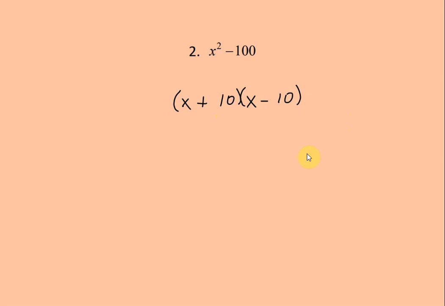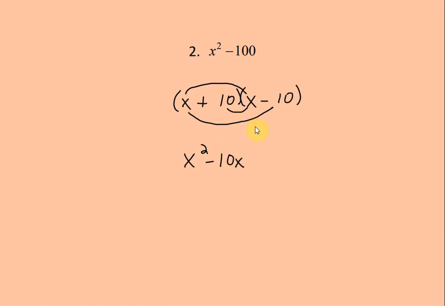Anytime we have two binomials, we can multiply them back together by using FOIL. That's just a method to help us remember to distribute every term. So I multiply the first two terms together. X times x is x squared. The outer two terms together, that would give me a negative 10x.